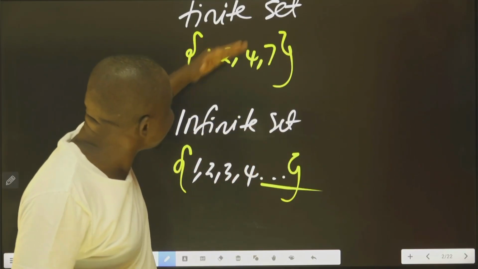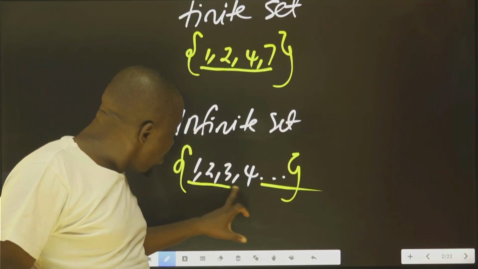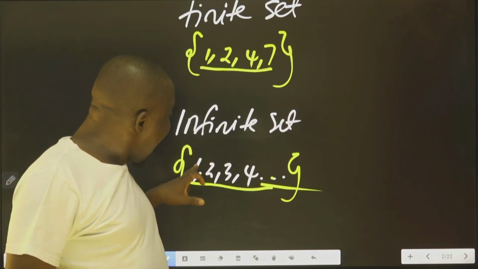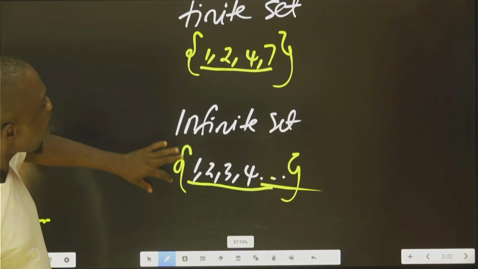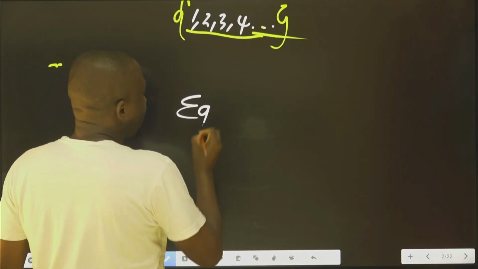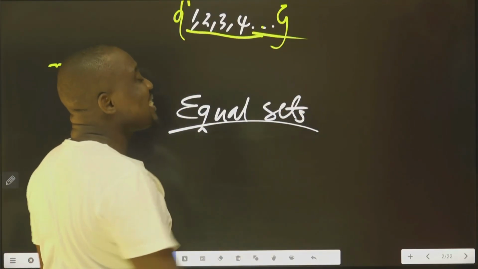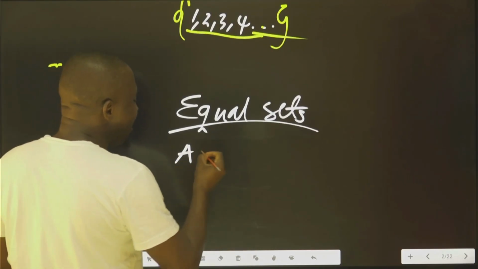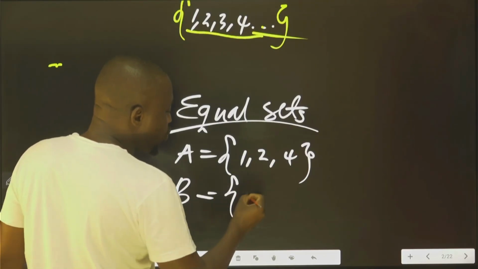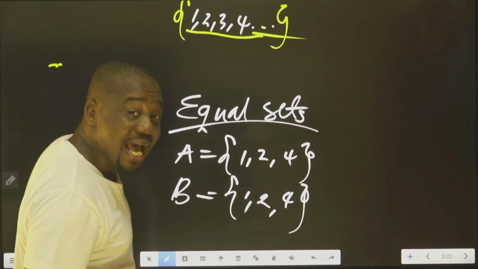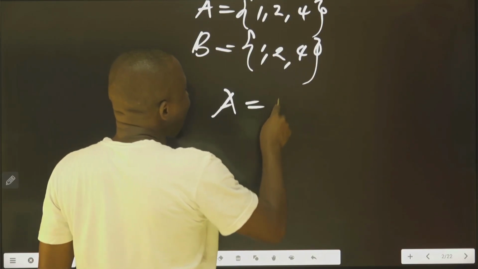If I put this here, as you can see, it means that this is infinite. You can continue to write them as long as you want. How would you interpret this and this? This means these are the only elements of this set. This means that there are more. That means after 4, you can write 5, 6, 7, 8, 9, 10, 11, 12. You are still correct. We also have the equal set. As the name goes, it means the sets are equal. For instance, say A is equal to 1, 2, 4. Say B is equal to 1, 2, 4. It means A and B are equal. Set A and set B are equal.